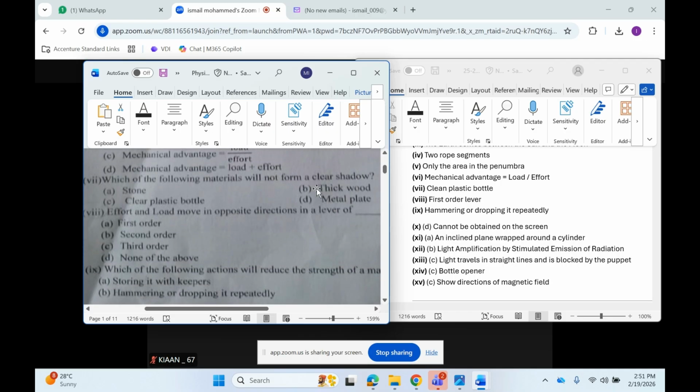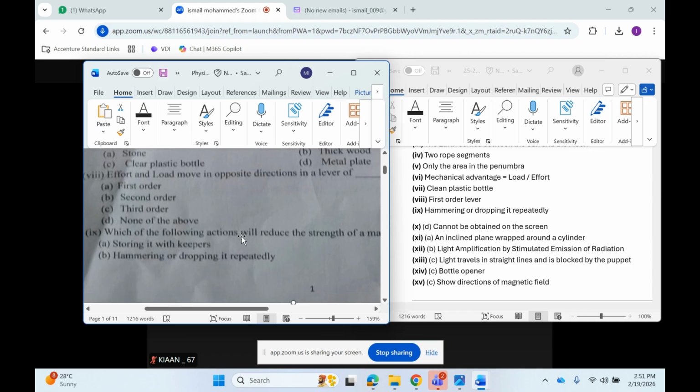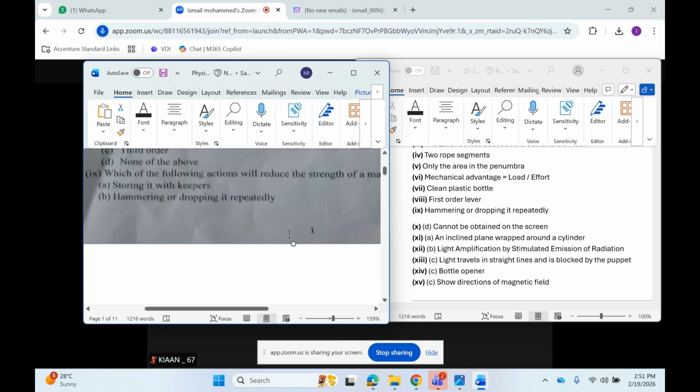Which of the following materials will not form a clear shadow? Answer is clean plastic bottle. Effort and load move in opposite direction in the first order lever.